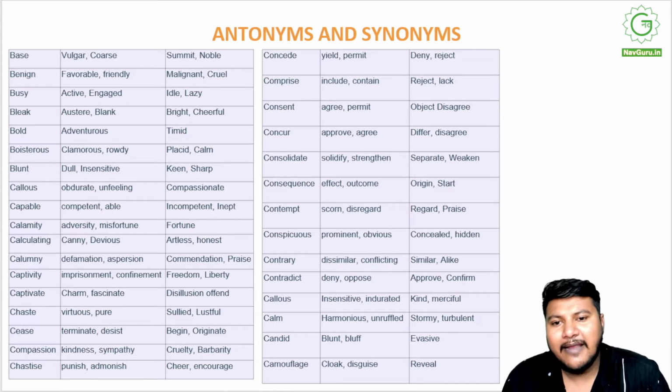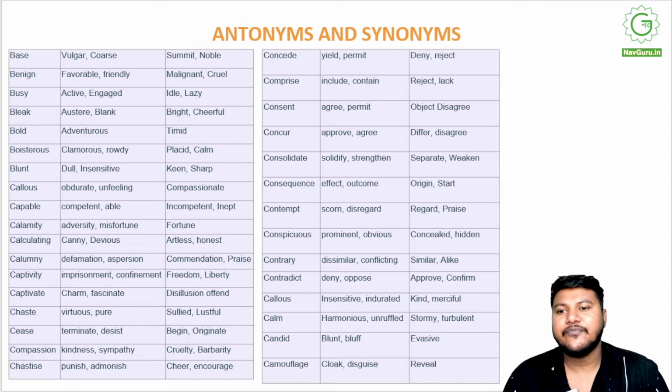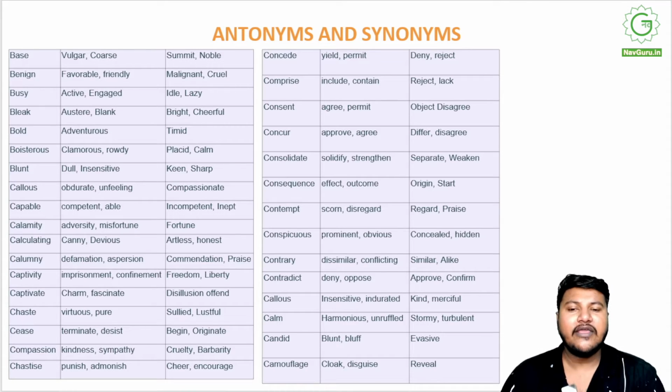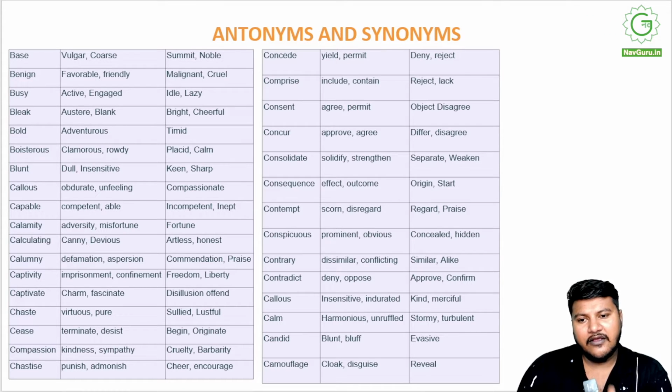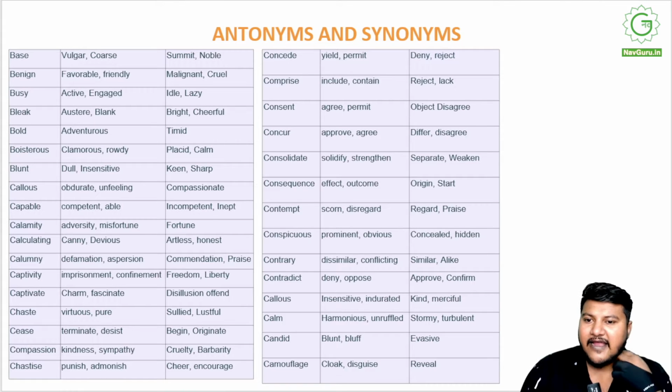Similarly, bleak, austere, blank, bright and cheerful. Bold, adventurous, timid. Boisterous means clamorous and rowdy. Its antonym would be placid or calm. So I'll just tell you the first in two sections. So the first the word, then its synonyms, and at the last its antonyms.